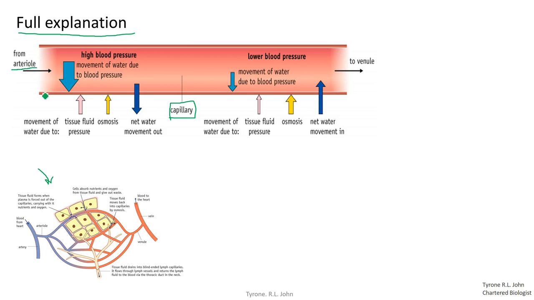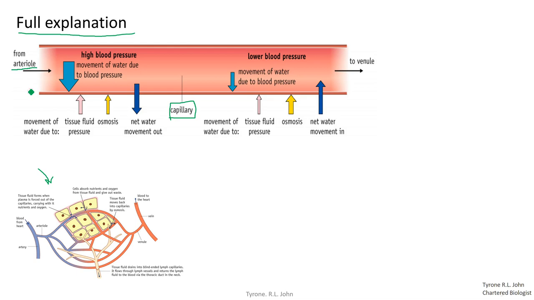We have to talk about the arterial end where tissue fluid is formed, and then discuss the venule end where tissue fluid re-enters the blood. Okay, so we're going to start off by looking at the arterial end first.